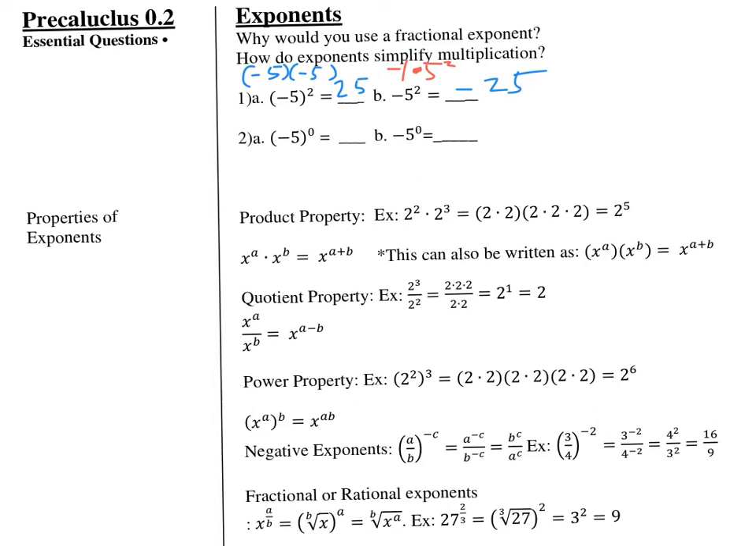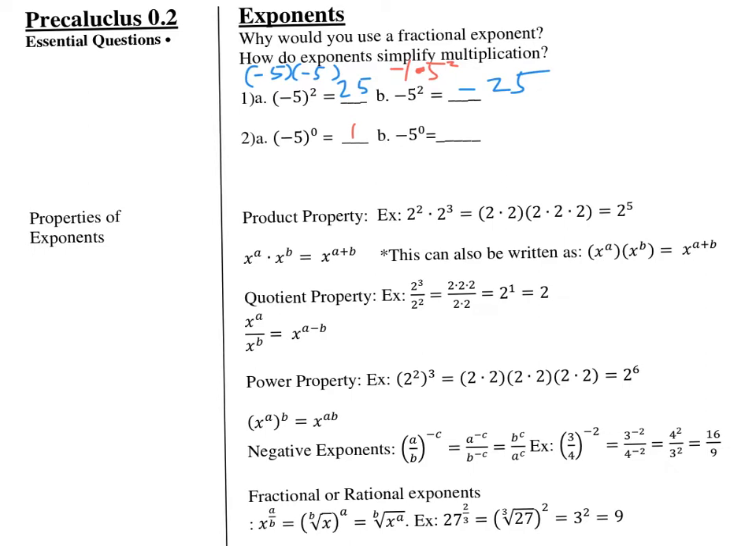And anything to the 0 power is always 1. And so if I have negative 5 in parentheses to the 0 power, that is 1. It is not 0. It is always 1. Okay, so then just like we saw above for part B, this one is going to be negative 1 because that negative is kind of after the exponent.